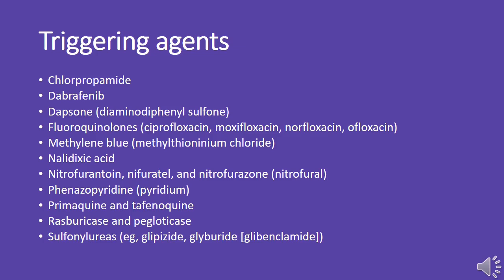Let's quickly go over some triggering agents for G6PD deficiency. Medications to avoid include chlorpropamide, dabrafenib, dapsone, diaminodiphenyl sulfone, fluoroquinolones like ciprofloxacin, moxifloxacin, norfloxacin, and ofloxacin, methylene blue, methylthioninium chloride, nalidixic acid, nitrofurantoin, nifuratel, and nitrofurazone, nitrofural, phenazopyridine, pyridium, primaquine and tafenoquine, rasburicase and pegloticase, sulfonylureas like glipizide and glyburide, glibenclamide. Avoiding these can help prevent hemolysis in individuals with G6PD deficiency.